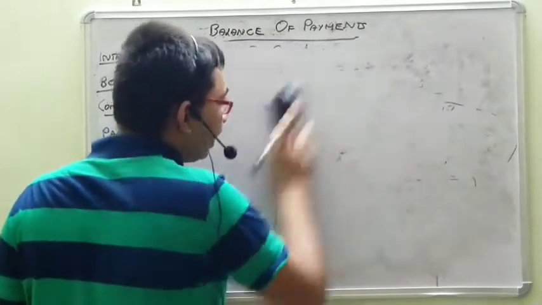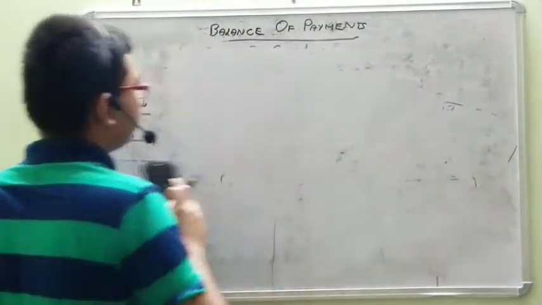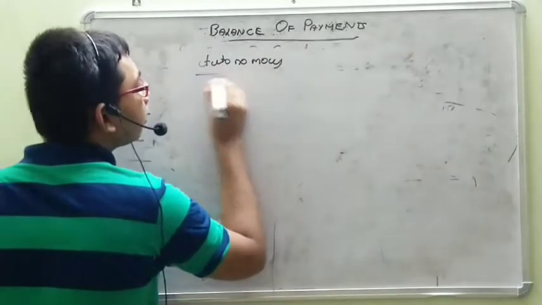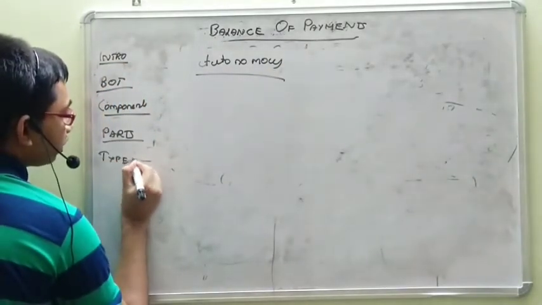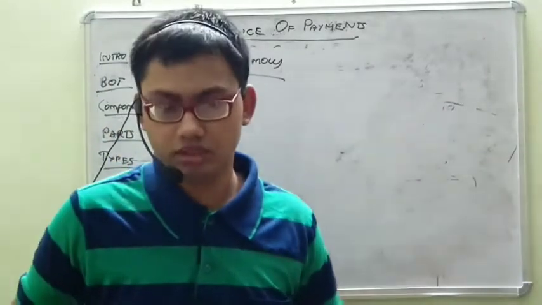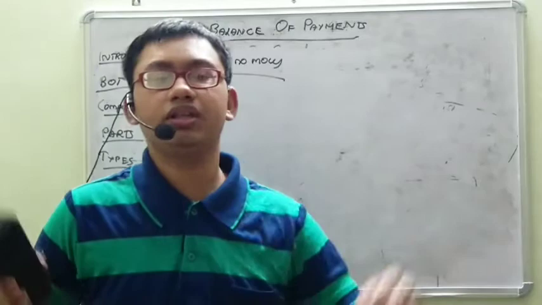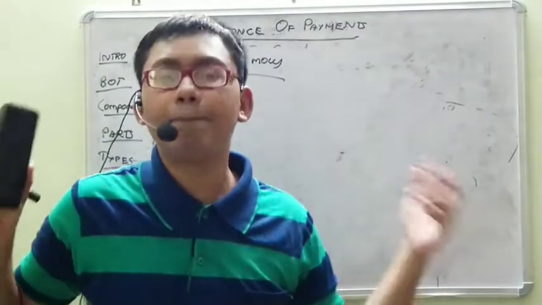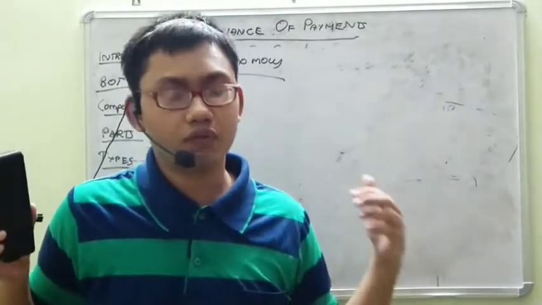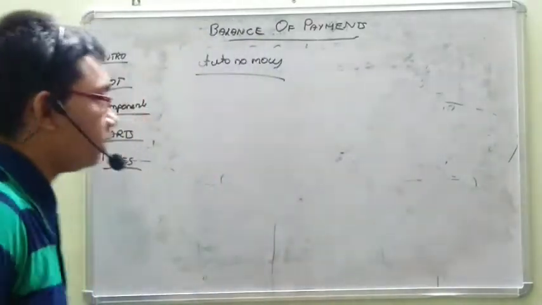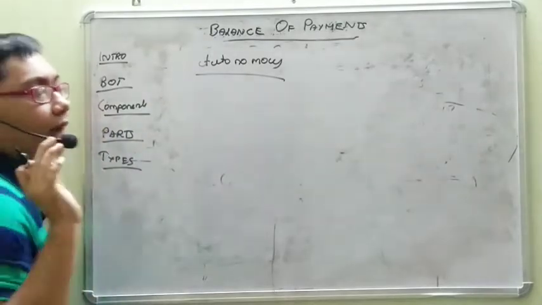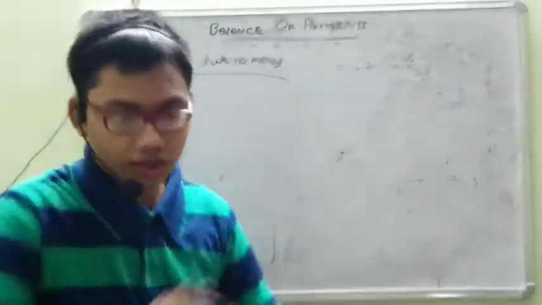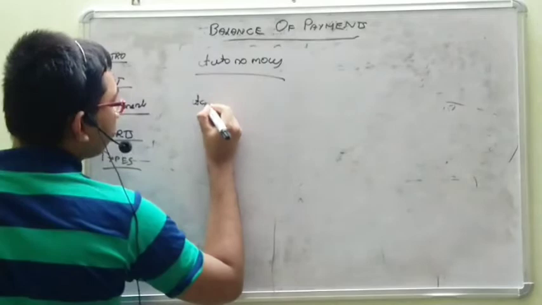There are two types of transactions that can be done. First is the autonomous type. What is an autonomous transaction? Whatever we are doing, purchase or sale or capital transaction, everything will come in autonomous transactions. It does not depend on the foreign exchange position of the country or the position of the balance of payments, whether it be surplus, deficit or balance. These transactions will definitely happen. But there are also accommodating transactions.